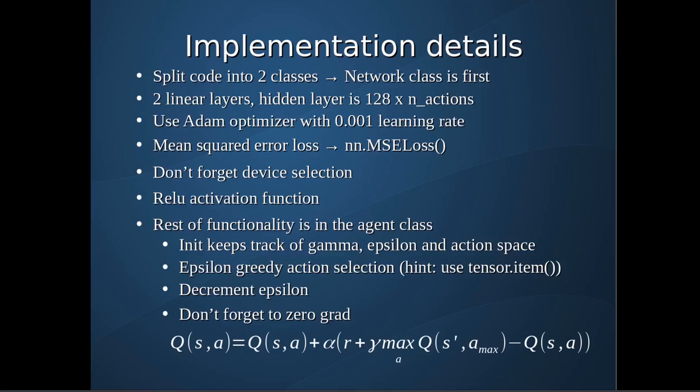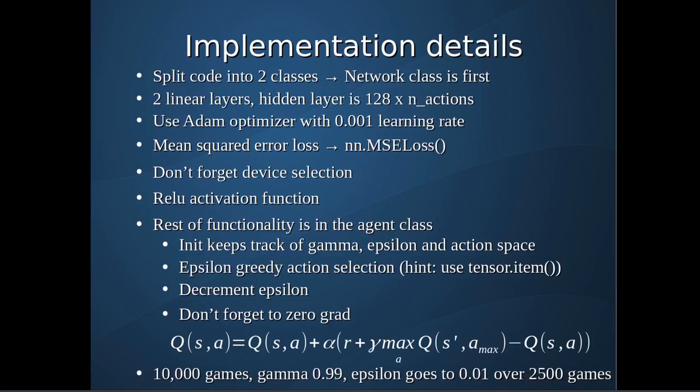Play 10,000 games and set it up to decrease epsilon such that it goes to 0.01 over 2,500 games or so. Use a gamma of 0.99 and a learning rate of 0.0001. Plot the decreasing epsilon and running average of scores over the last 100 games on the same plot. Go ahead and pause the video here and come back to hit play when you're ready to see my solution.